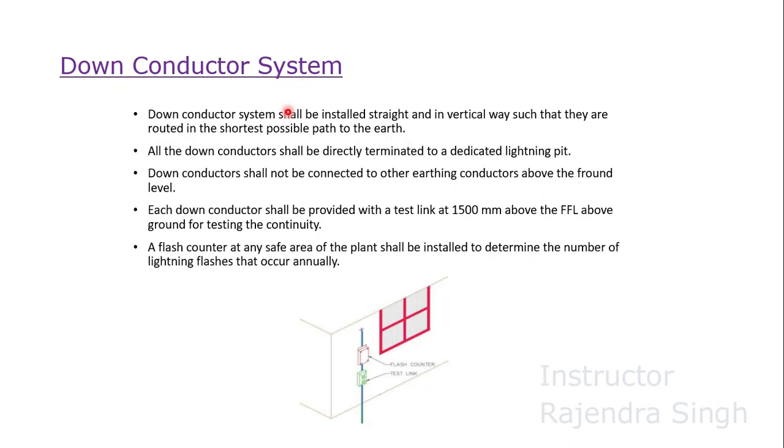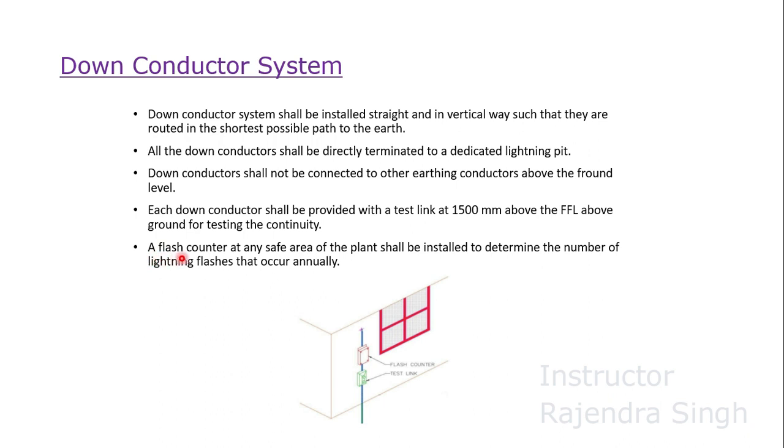Down conductor system. The down conductor system shall be installed straight and in vertical ways such that they are routed in the shortest possible path to the earth. All the down conductors shall be directly terminated to a dedicated lightning pit. Down conductors shall not be connected to other earthing conductors above the ground level. Each down conductor shall be provided with a test link at 1.5 meters above the finished floor level or above ground for testing continuity purposes.